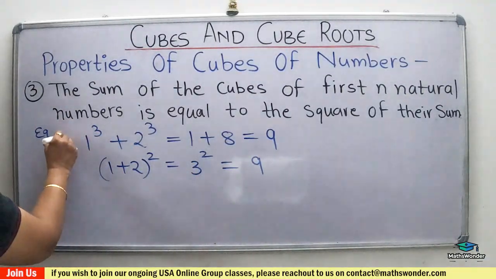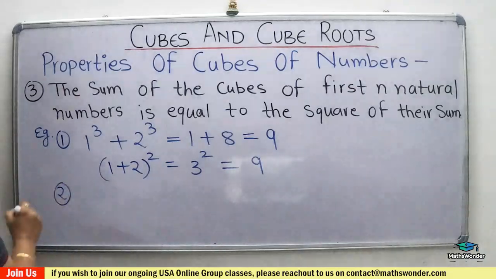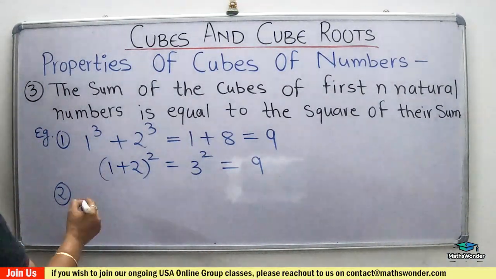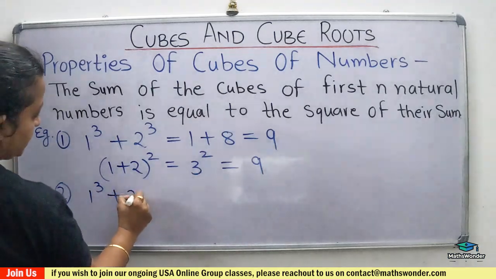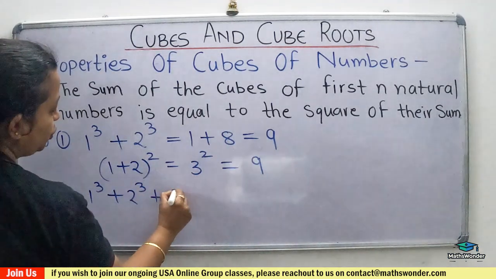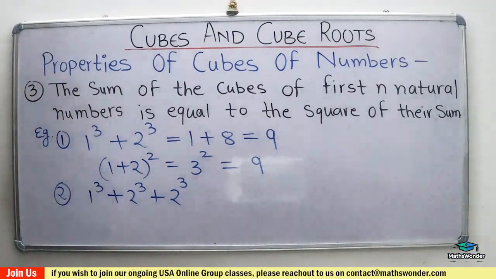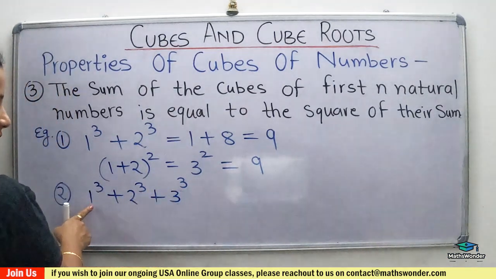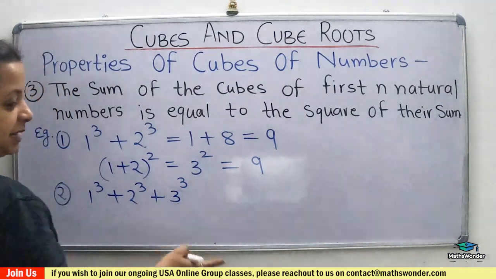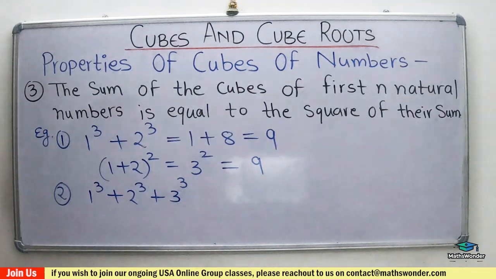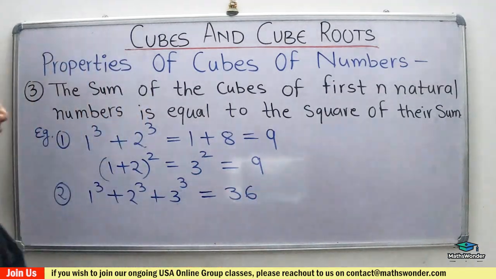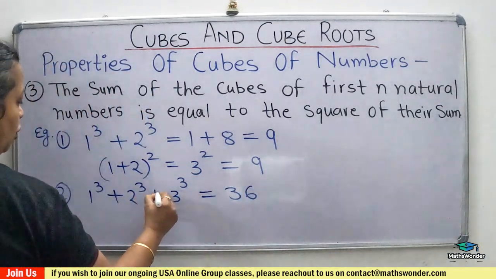Now I am taking the first 3 natural numbers: 1 cube, 2 cube, 3 cube. How can I write the direct answer? I will add 1 plus 2 plus 3, which becomes 6. 6 square is 36. So we can write the direct answer, or you can use the normal method.